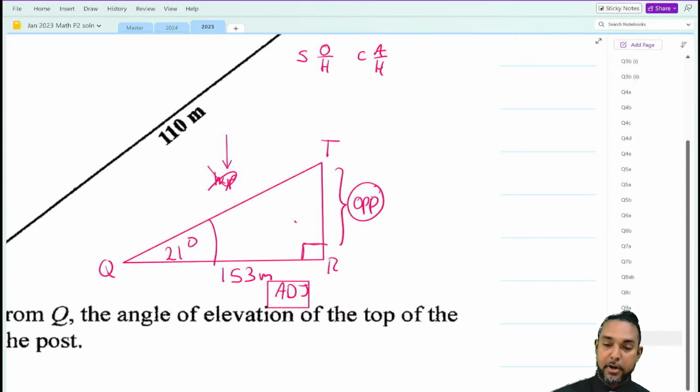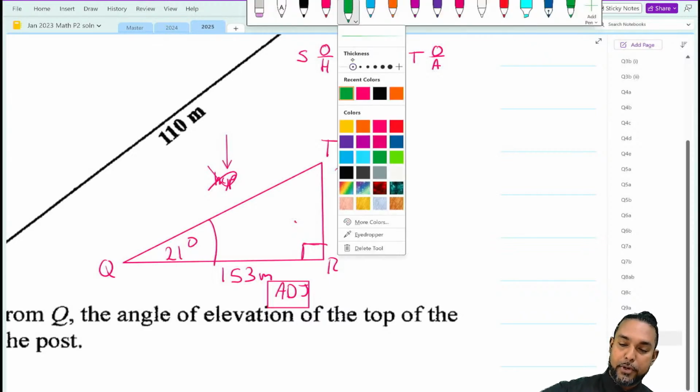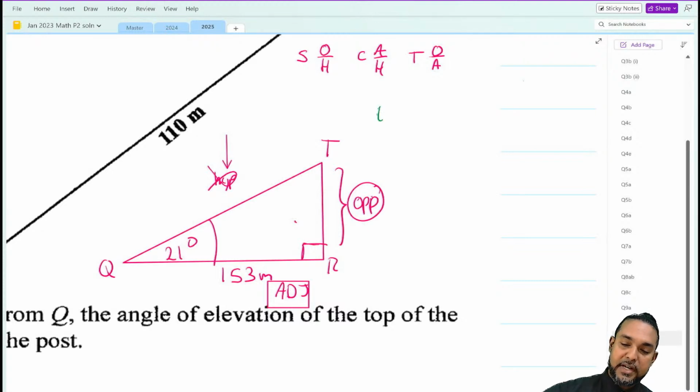Opposite and adjacent, right? So the tangent of the angle is the ratio of the length of the opposite side to the length of the adjacent side. Okay, let's do the working in green so it stands out a little bit more. So the tangent of 21 is equal to the opposite side, RT.